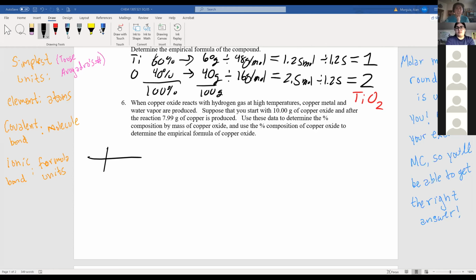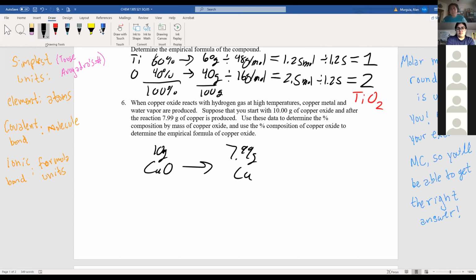So not quite, we're not using dimensional analysis because we're not really converting yet. So what you can do here is let's see what we have here. We start off with 10 grams of copper oxide, but it's not specifying copper 2 or copper 3. That's what we're trying to figure out from the empirical. But we know from the reaction that it produced 7.99 grams of copper. And it's telling us to find the composition of mass of the copper oxide and use that to find the empirical formula. So if that's the case, we can do this.